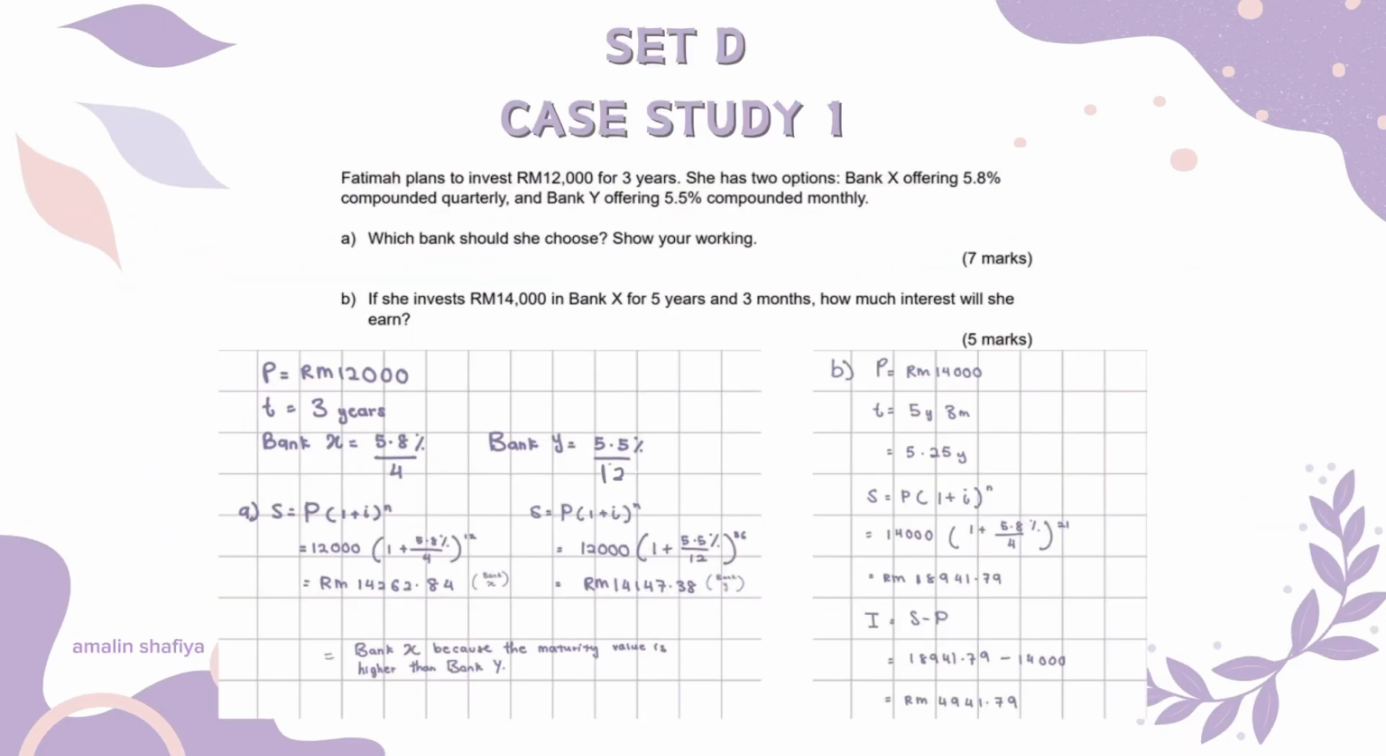Fatima plans to invest RM12,000 for 3 years. She has two options. Bank X offering 5.8% compounded quarterly and Bank Y offering 5.5% compounded monthly. So the first question is A. Which bank should she choose?